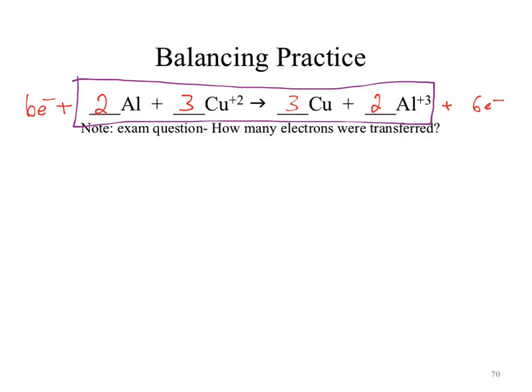Fun exam question that really gets at understanding half reactions. How many electrons were transferred? 6. Okay. So if we look at the multiple choice answers I had 2, 3, 6, 12, and then I couldn't come up with another number.